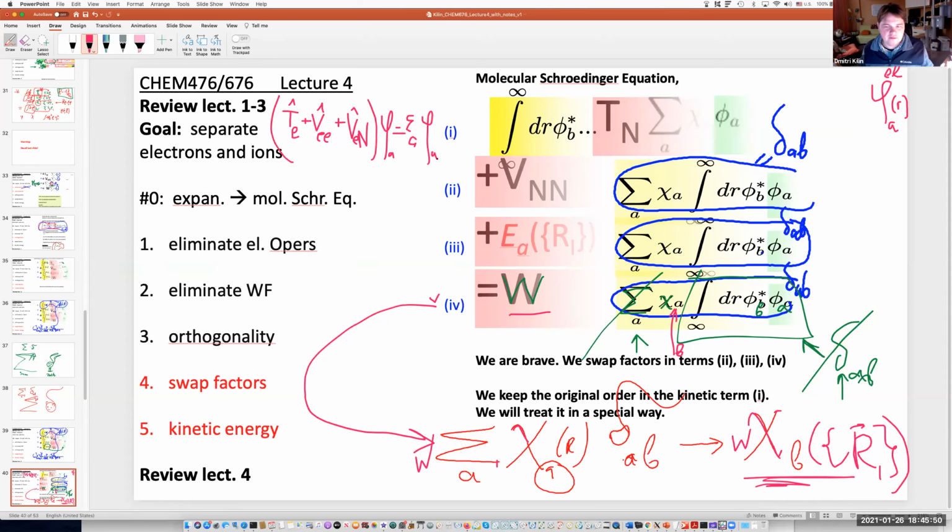Therefore, we may want to exclude phi sub A, the electronic wave function, from everywhere, because we already know it. We need only to learn what is the solution for the nuclear wave function. So phi is known, chi is unknown. This symbol, some people read it as chi, and some people write it this way.